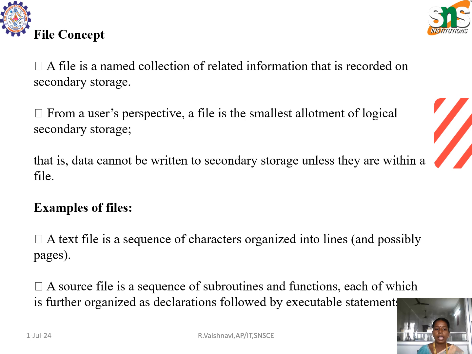Examples of the file. The text file is a sequence of characters organized into the lines and possibly pages. The source file is a sequence of subroutines and the functions, and it is further organized as the declarations followed by the executable.